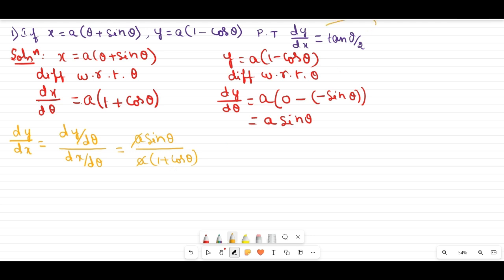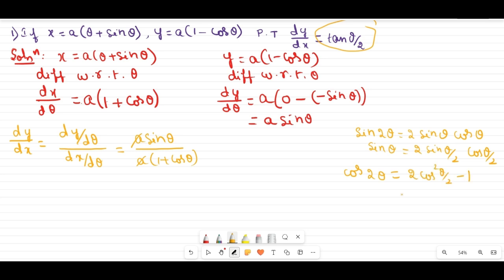But the question asks us to prove it is tan of theta by 2. So to prove this as tan of theta by 2, apply the half angle formula for sin theta. Actually, the multiple angle formula is sin 2 theta is 2 sin theta cos theta. But we want the half angle formula, so sin theta is equal to 2 sin theta by 2 cos theta by 2. Similarly, we know the multiple angle formula for cos 2 theta in terms of cos is 2 cos square theta minus 1. Take this one to the left hand side, it becomes 1 plus cos 2 theta.